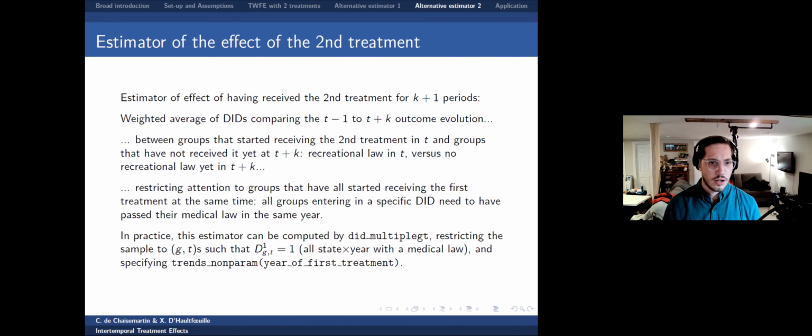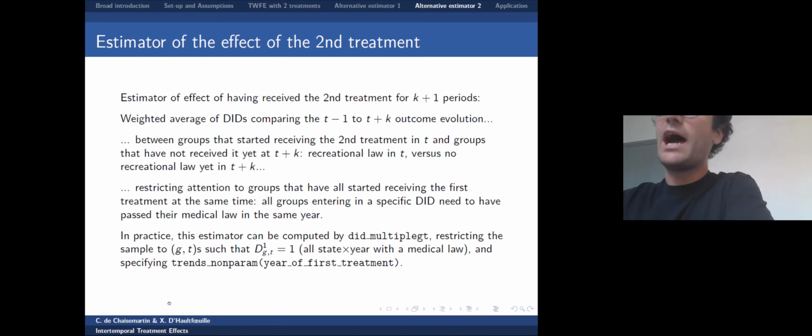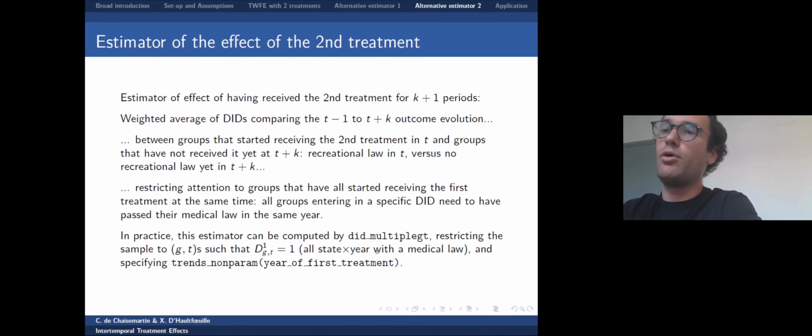Okay, and so because I'm running a little bit out of time, I'm just going to say how practically you can compute this new estimator. So you can run DID multiple GT. You need to restrict the sample to the GTs that already have the first treatment, so all the GTs that already have a medical law.